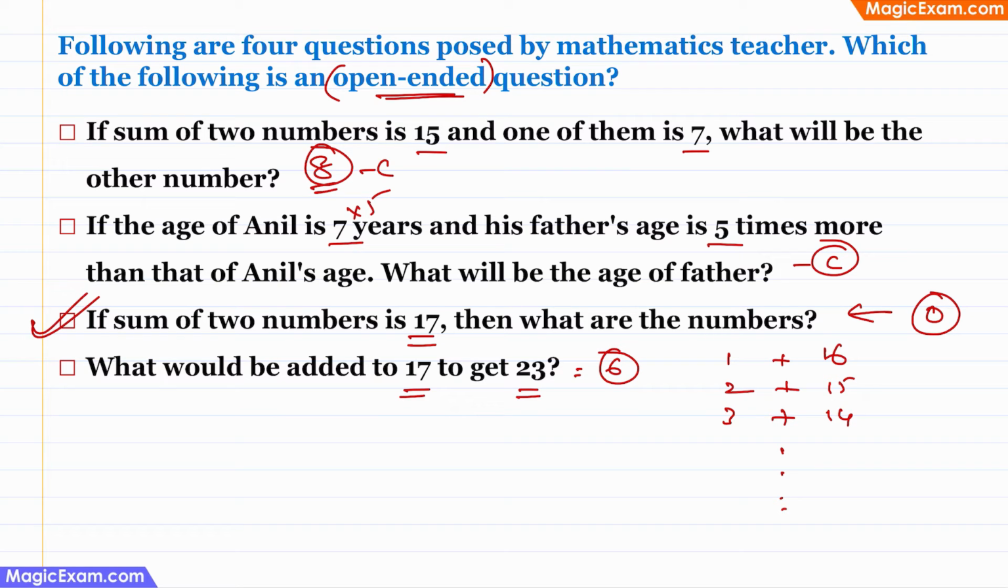Therefore, this is also a close-ended question. So among the given options, there is only one open-ended question which can have more than one correct answer, which is option 3.